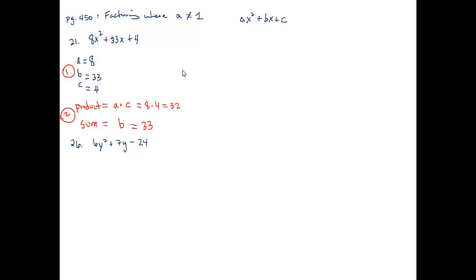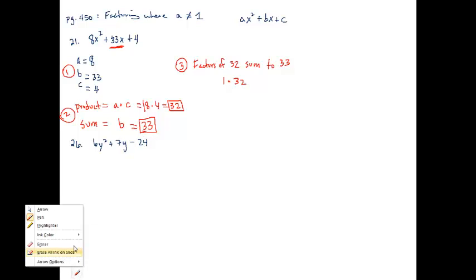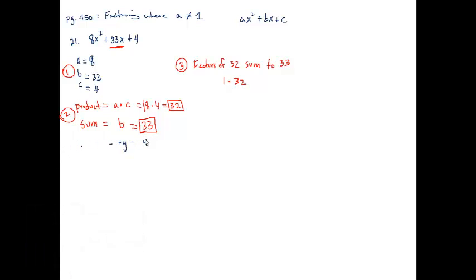Now I want to replace my middle term with the factors. Oh, I skipped a step. The next thing I want to do is figure out what factors of 32 sum to 33. And it should be 1 and 32. So 1 times 32 gives me my product, which is 32, and 1 plus 32 gives me my sum, which is 33. Great. I need more room than I thought. Let's take this away.